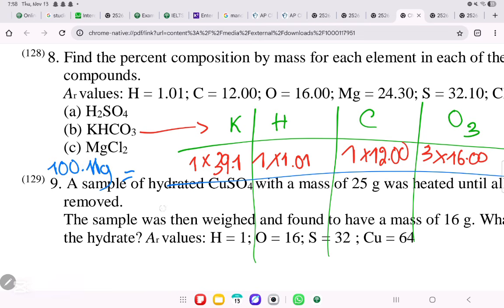Now, how do I find the percentage? I'm going to take the mass of this, 39.1 over 100.11. I think this is 39.10, but I'm not sure because I cannot see. But 39.10 over 100.11 times 100. Which one has the smaller number of significant figures? Definitely 39.10. So it should be to 4 significant figures, so 39.06%.